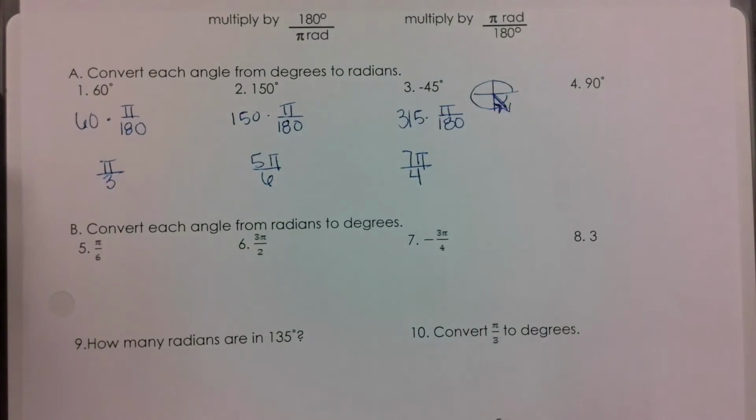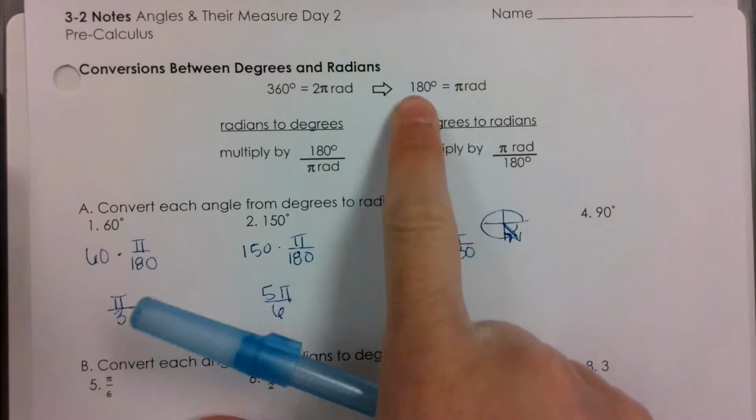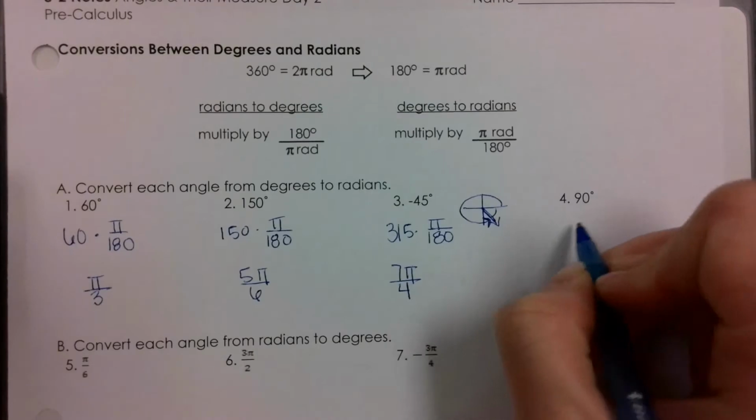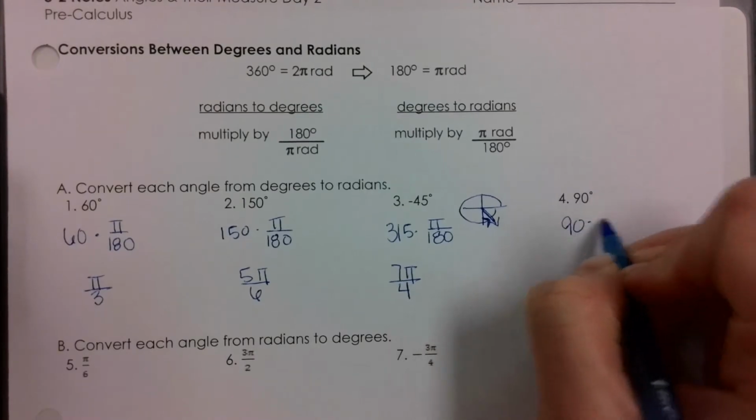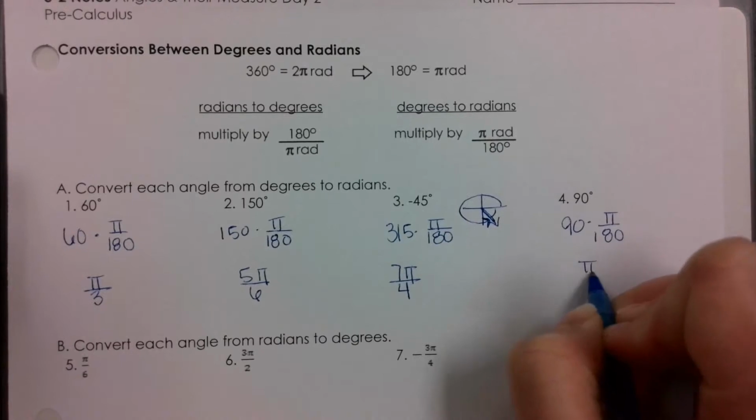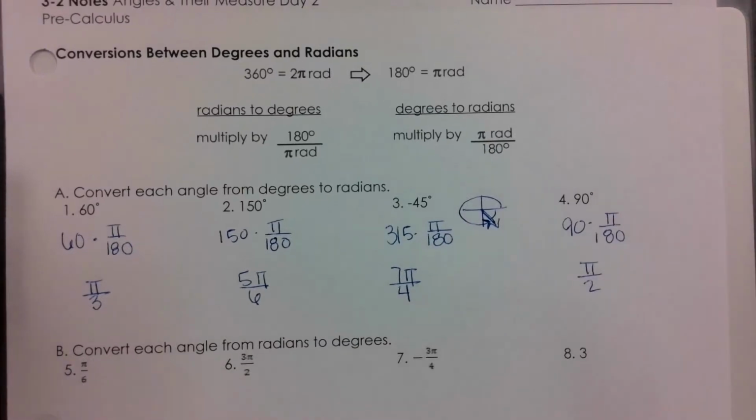And the last one that we have is 90 degrees. Does anybody know this one already, or can we figure this one out? If 180 is just pi, then what would 90 degrees be? Pi over 2, yeah. And if we multiply that out, you would have 90 times pi over 180, which is just pi over 2. Questions on any of those?